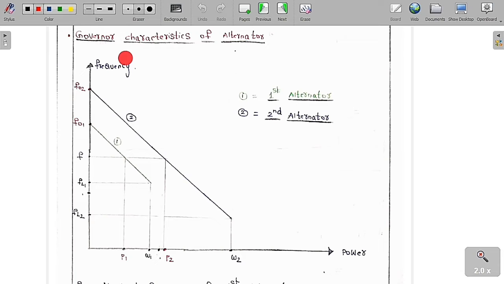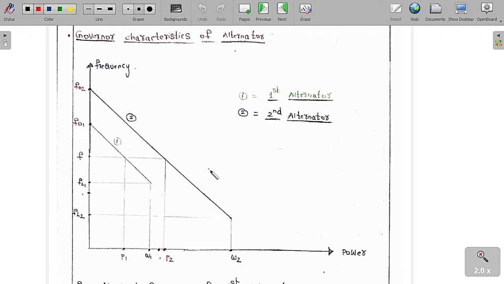Now we will discuss one more important concept regarding the alternator or synchronous generator, which is called the governor characteristics of the alternator. The governor is kept before the turbine, so it controls the speed of the turbine. So how will the graph be? Listen carefully. Whenever the power demand increases, the frequency will decrease. Always in a power system, whenever the power demand increases, the frequency will decrease.